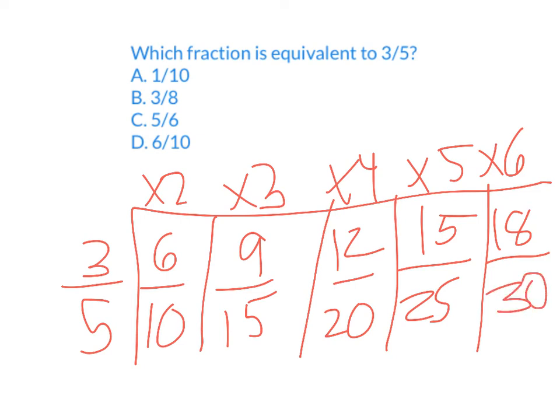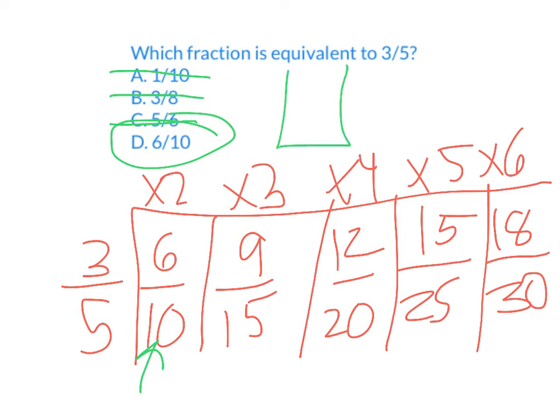So now I'm looking back. So is 1/10 on my chart? No, it is not. Is 3/8 on my chart? No, it is not. Is 5/6 on my chart? No, it is not. Is 6/10 on my chart? Well, it's right here. So I know that 6/10 and 3/5 both have the same value, which makes sense.